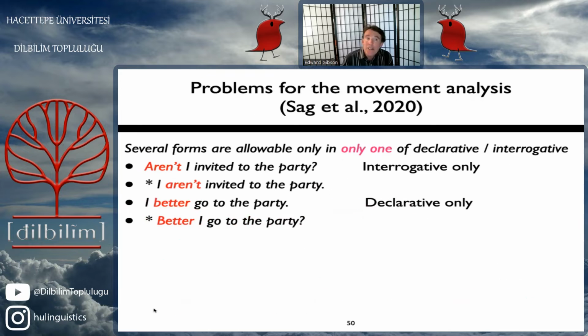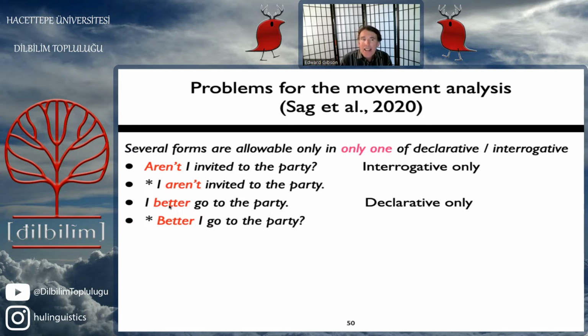Another advantage of this idea is that there's a bunch of forms of auxiliaries which are only good in declarative or interrogative. That ends up being very easy to explain with a lexical rule, because the rule just doesn't apply by usage to these cases. That's difficult for the movement account to block. How does the movement account block these? In English, I can say, "Aren't I invited to the party?" That's actually how I say it. But that's only interrogative. I can't say "I aren't invited." I would say "I'm not invited to the party."